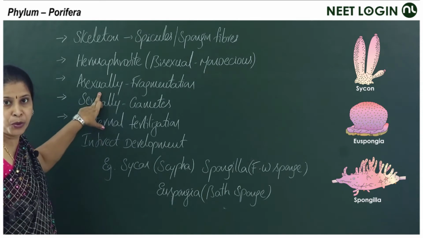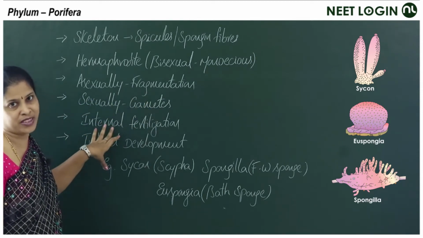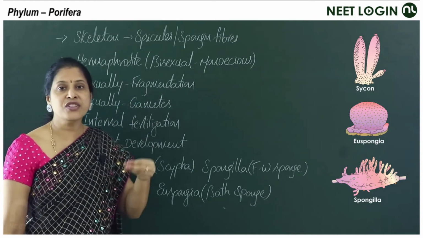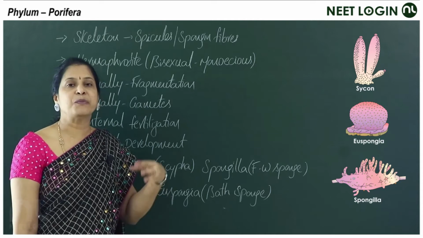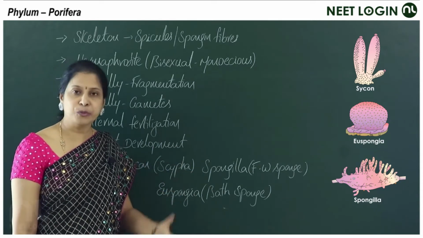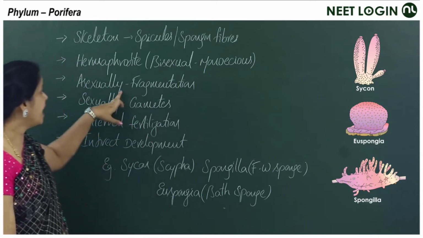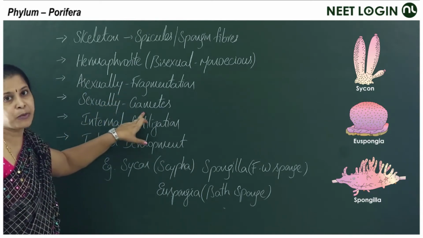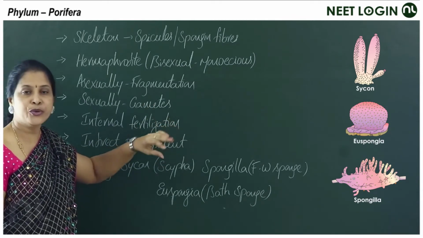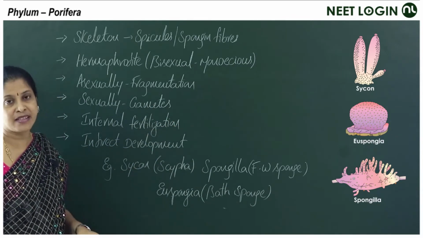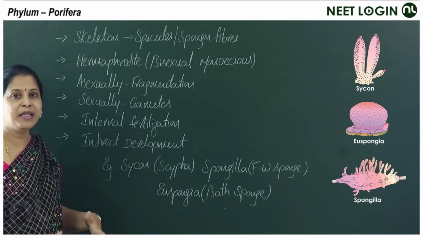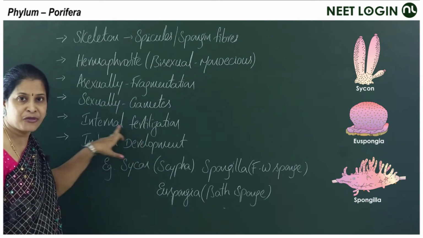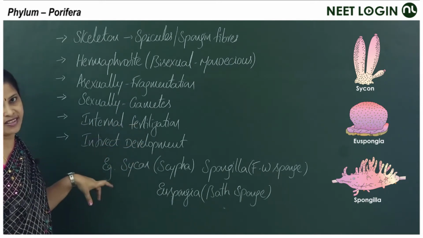And it reproduces both asexually and sexually. Asexual reproduction is by fragmentation. If a sponge is broken into pieces, each piece will develop into a new sponge. Fragmentation is an asexual mode of reproduction. Sexually, it reproduces by producing gametes. It produces male gametes and female gametes, which fuse inside the body of the sponge. So we refer to it as internal fertilization.